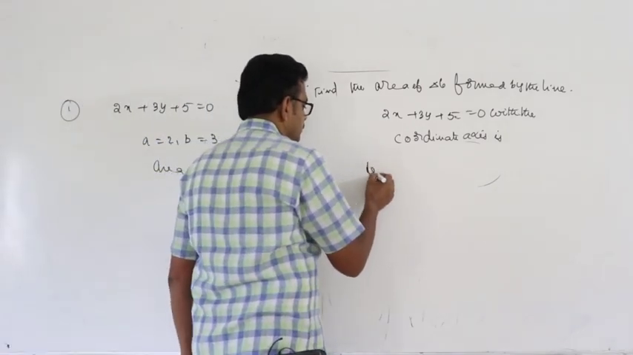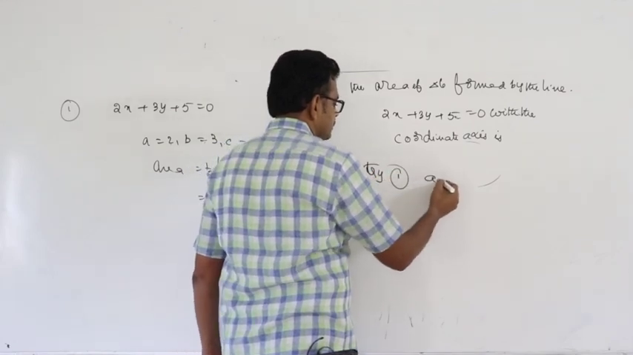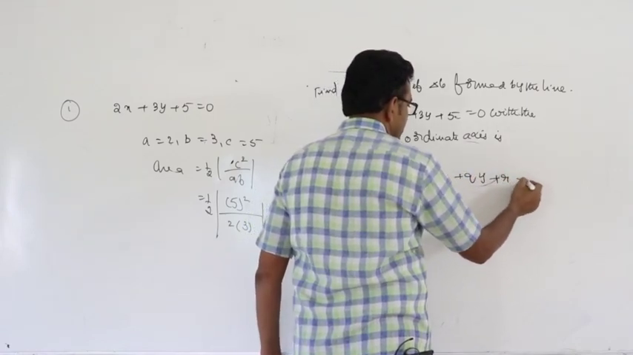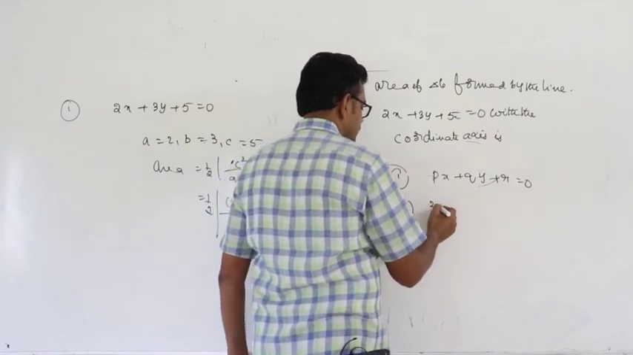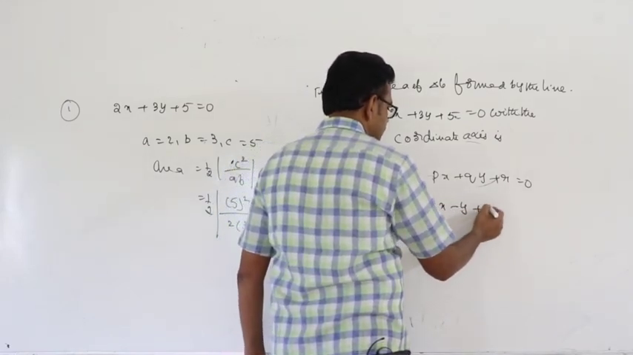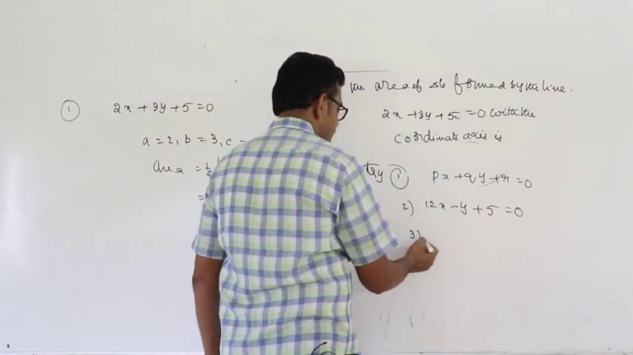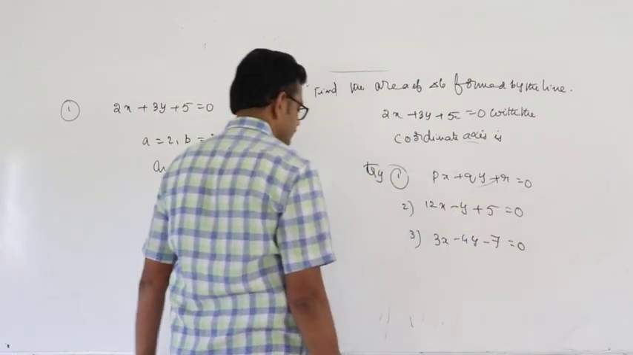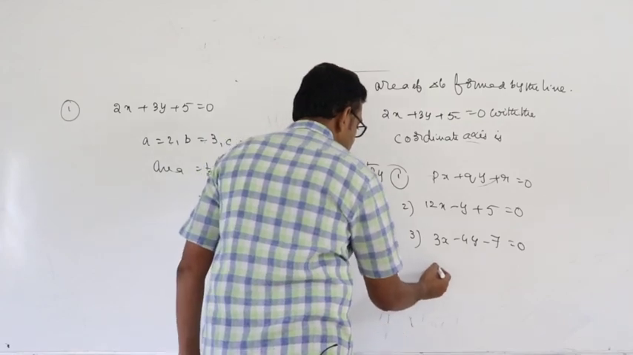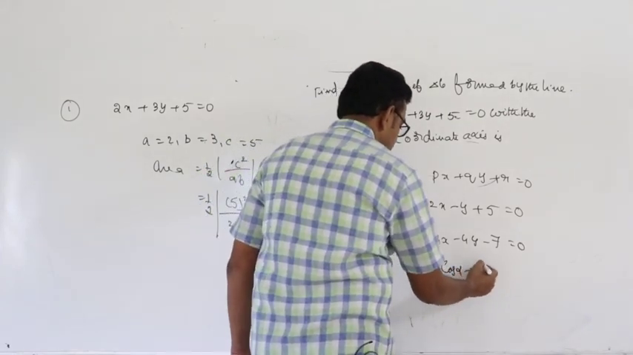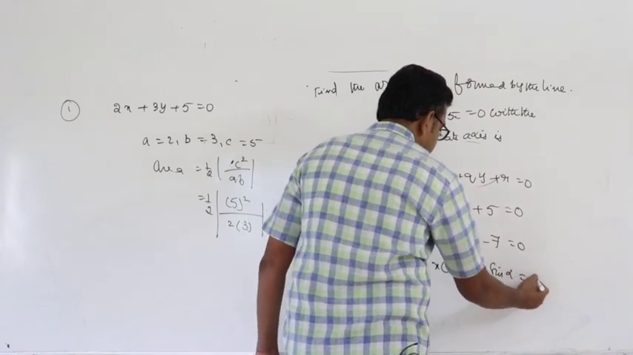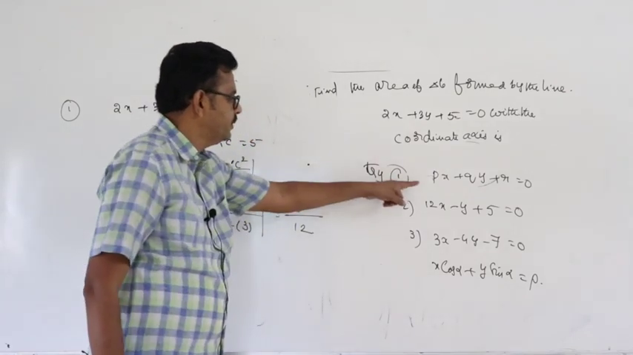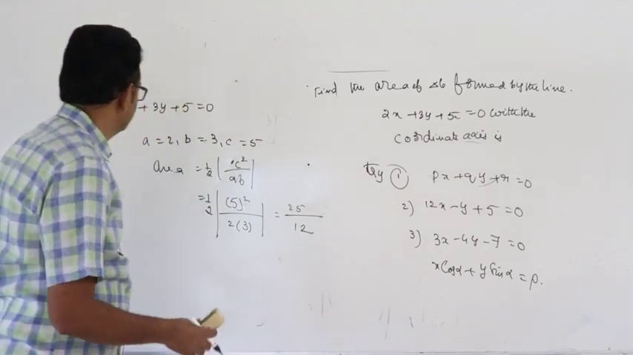So you do problems. Find the area of triangle formed by the lines px plus qy plus r equal to 0, 12x minus y plus 5 equal to 0, 3x minus 4y minus 7 equal to 0, x cos alpha plus y sin alpha is equal to p, with the coordinate axis.